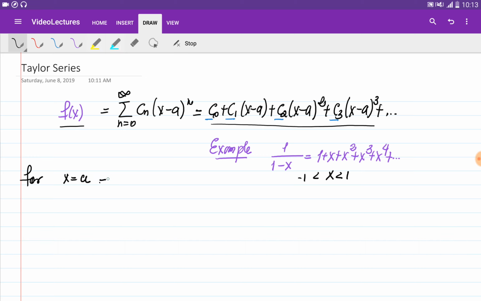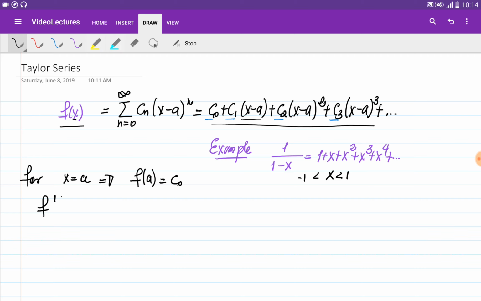So for x equal to a, the power series becomes f of a, right, is equal to c0. If I substitute x to be equal to a for all the terms, it simply is going to be equal to c0. So now, in order to find c1, I need to get rid of this term, right? So in order to do this, I need to take its derivative.